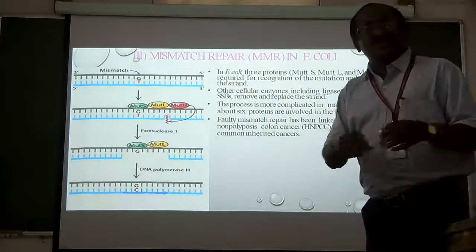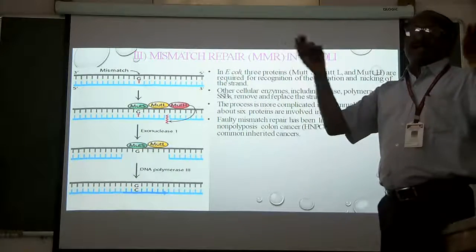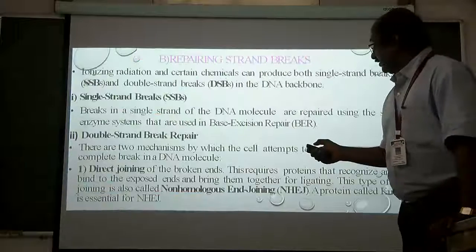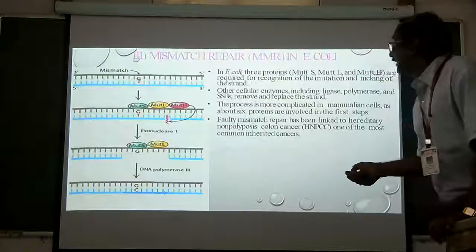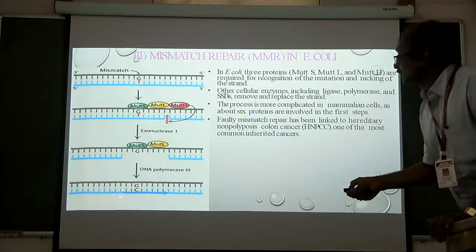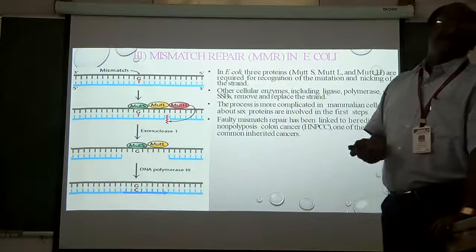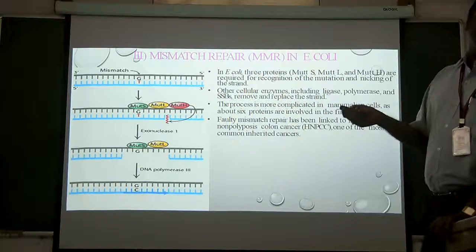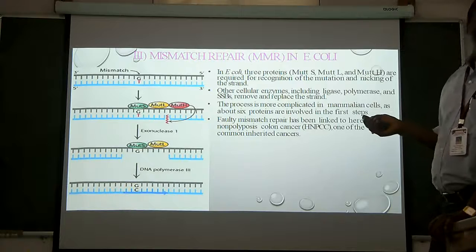After the cut is made, the DNA strand is removed and again it is synthesized with the DNA polymerase enzyme, and you can see it is replaced back by the DNA polymerase enzyme. So you can see here the newly synthesized DNA strand replaces it. So this is the mismatch repair, MMR, in Escherichia coli.